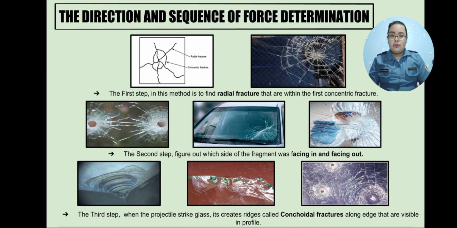So, the third step, when the projectile strikes glass, it creates ridges called conchoidal fracture, long edges that are visible in profile. So, ang conchoidal fracture naman daw po is, first, ang gagawin muna natin is titingnan muna natin yung mga ridges line. Obserbahan muna natin siya hanggang sa makita natin yung conchoidal fracture. Pag nakita na po yung conchoidal fracture, malalaman na po natin kung saan nga bang direction tumama or galing yung isang bullet or yung isang stone.